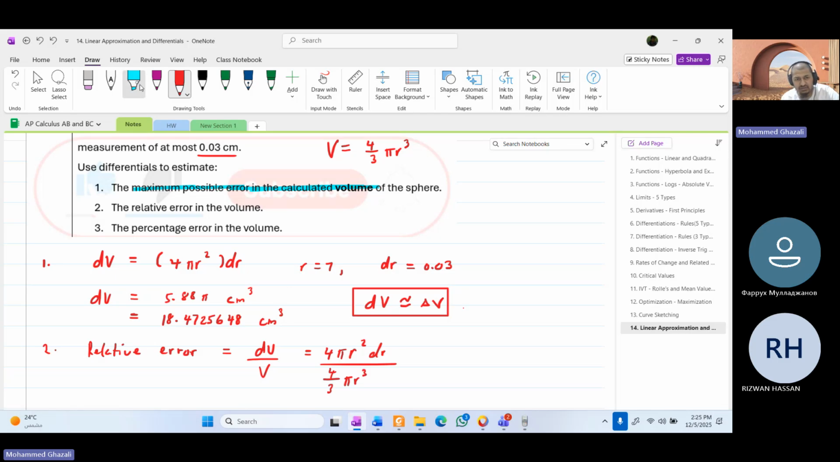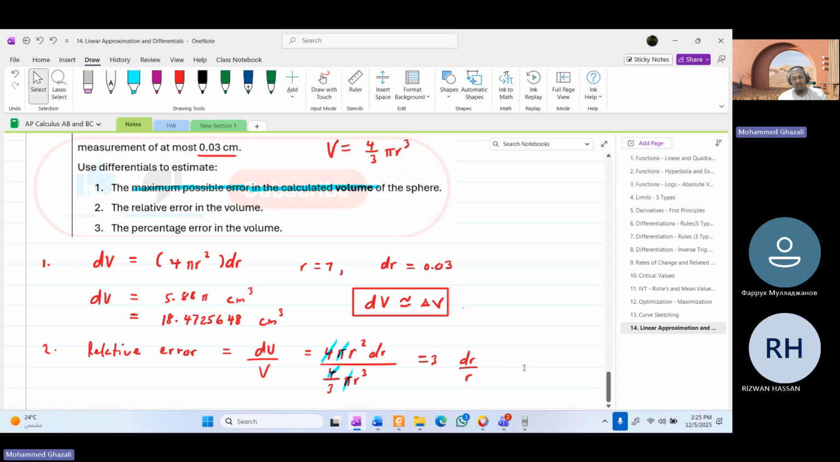So we can see the pi's cancel out. The 4's cancel out. Remember that's 1 divided by 1 over 3, which is 3. The r's cancel out, so we get 3 dr over r. Check if you understand that. Yeah, it makes sense.